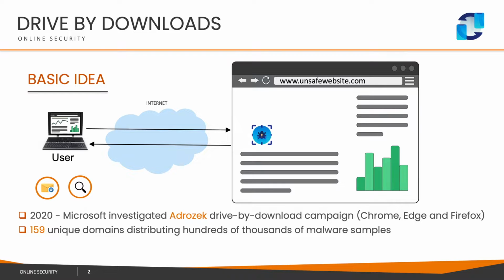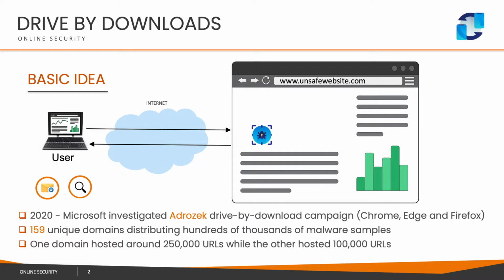Now, please understand, 159 unique domains, not websites, right? For example, a domain is, for example, Amazon.com. This is one domain, right? You could have hundreds of thousands of URLs or subdomains within this domain, right? Now, in this instance, they found out one of the domains hosted at least 250,000 different URLs, so 250,000 different websites, while another domain hosted 100,000 URLs. So you can imagine the number of unsafe websites which were actively installing malware.